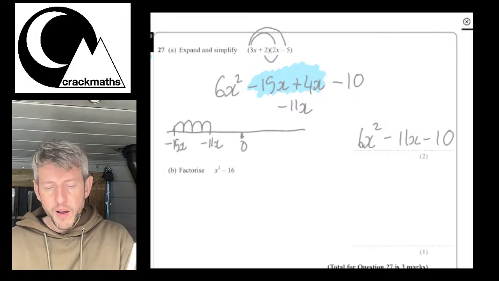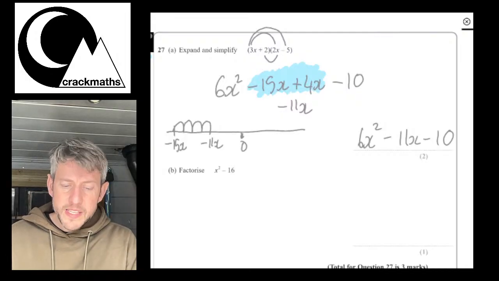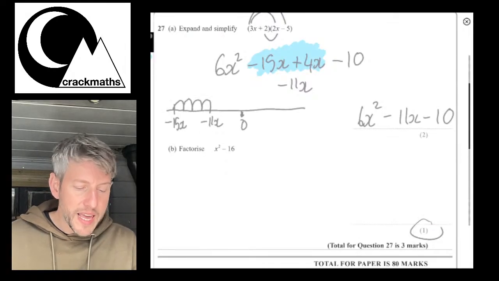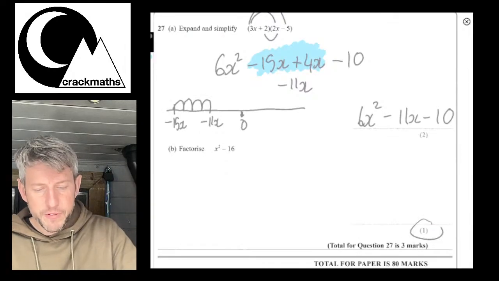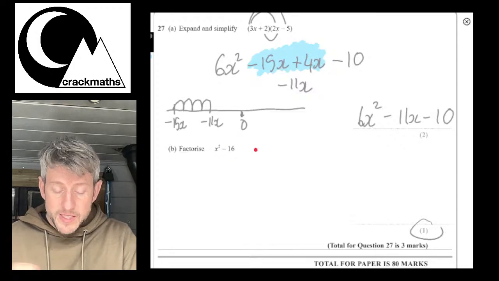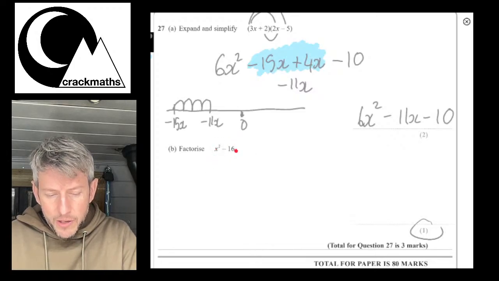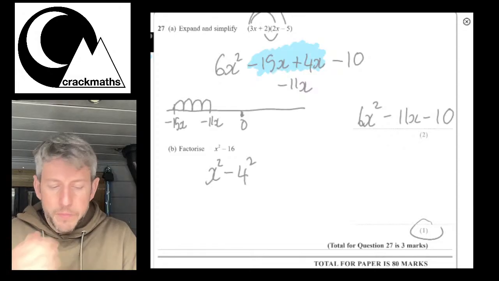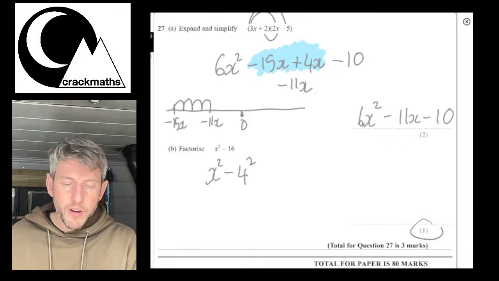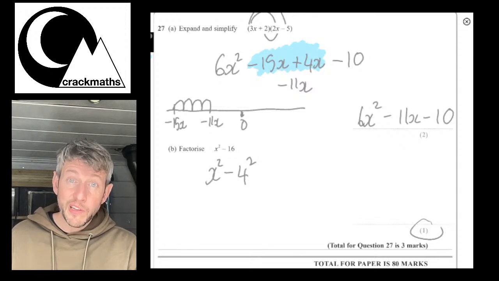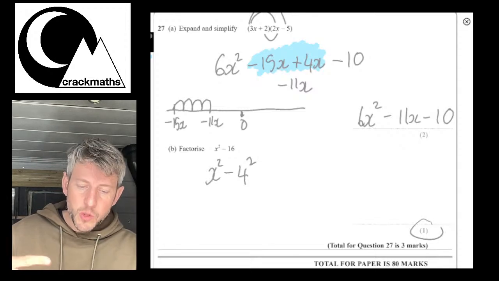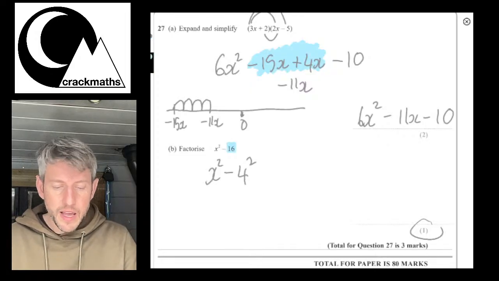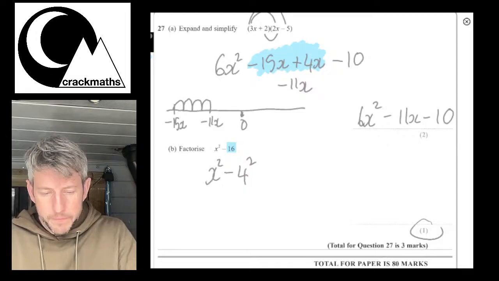Okay, factorise this. So this specific thing here is funny. It's only worth 1 mark because they expect you to remember it. And it's a thing called difference of the squares. Essentially, if I look at this, this is x squared and this is minus 4 squared. So whenever they tell you to factorise something that looks like this, which is x squared minus a squared number, they expect you to recognise this pattern. And that's why it's only worth 1 mark.